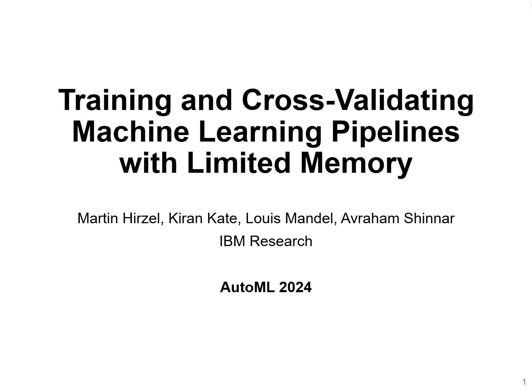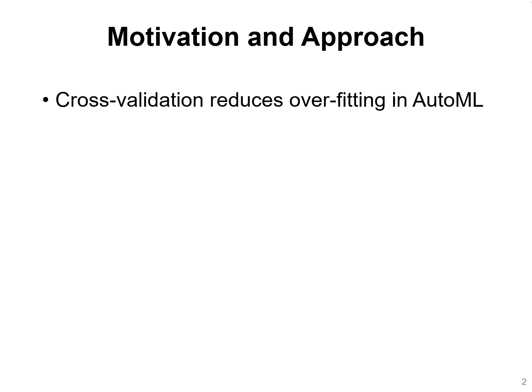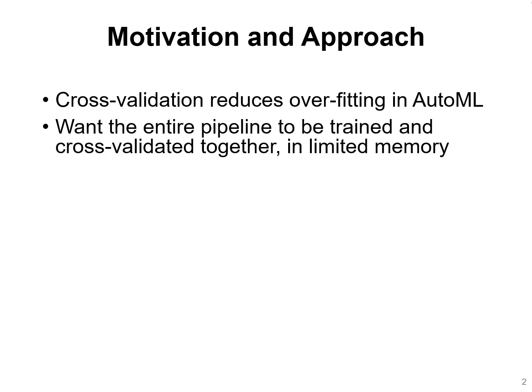Hello, this video is about our AutoML 2024 conference paper, Training and Cross-Validating Machine Learning Pipelines with Limited Memory. Cross-validation is important for automated machine learning because it reduces overfitting. To do this right, we want to train or cross-validate the entire machine learning pipeline. The problem is that, unfortunately, that is challenging when memory is limited.